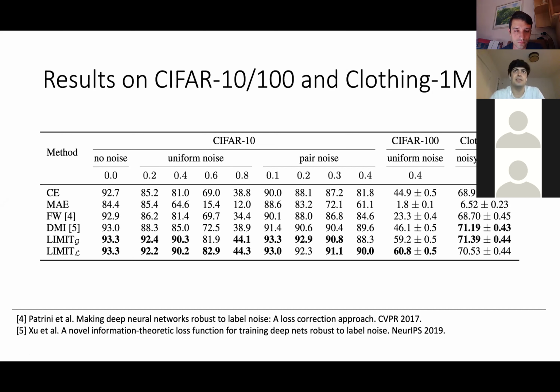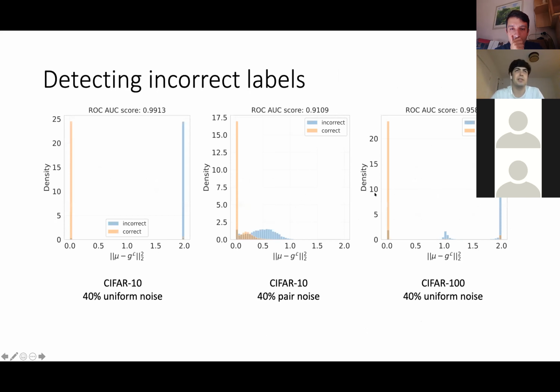And we can see that in many noise regimes, in many noise types, the approach does better than the other approaches, and sometimes they score pretty close. For example, on this Clothing1M dataset. This is not very interesting for our slides.